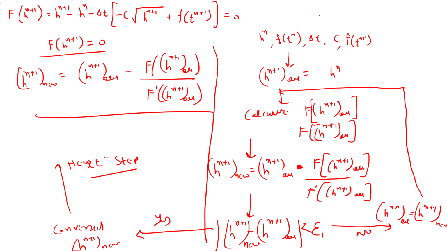So the first step is that I have the previous values. This is my first step, this is my second step, this is my third step, this is my fourth step, and this is my fifth step, and depending upon this I can go either this way or that way. So this is the algorithm. I will make this line very clear for you to understand this. This is the algorithm for the Newton-Raphson approach.